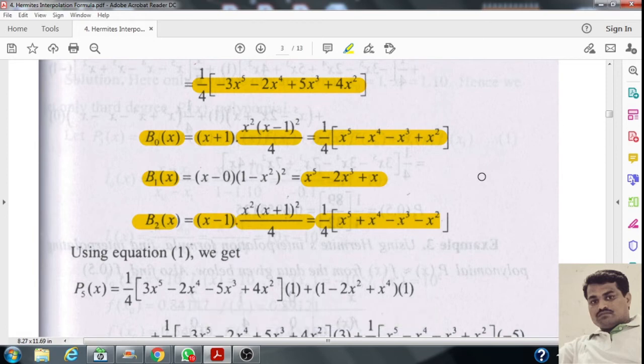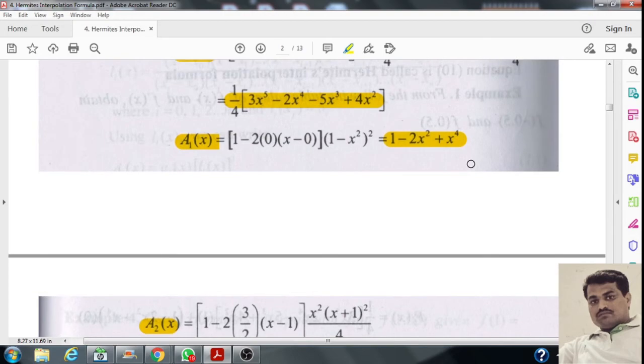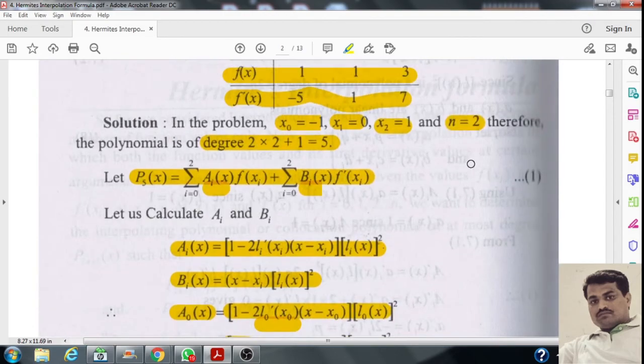Also, b naught, b1, b2. Then we know the formula for the interpolating polynomial using Hermite's interpolation formula. P5 of x is equal to summation i goes from 0 to 2. Means we can expand this summation by putting i as 0, 1 and 2. And thus we get a naught x of f of x naught plus a1 x of f of x1 plus a2 x of f of x2. And we know this is f of x naught, this is f of x1, this is f of x2.